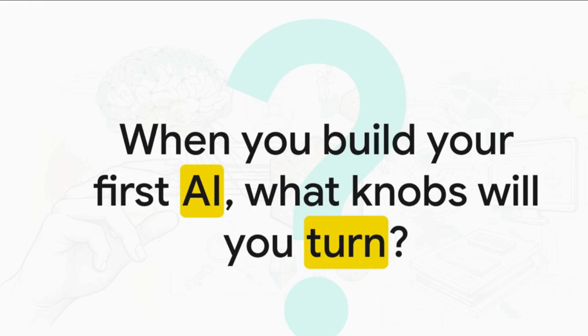Which leaves us with one final thought to ponder. When you build your first AI, what knobs are you going to turn? Now that you've seen the master control panel and you understand things like learning rates, epochs, and dropout rates, I really hope you realize that machine learning is highly structured, very accessible, and constantly waiting for human direction.